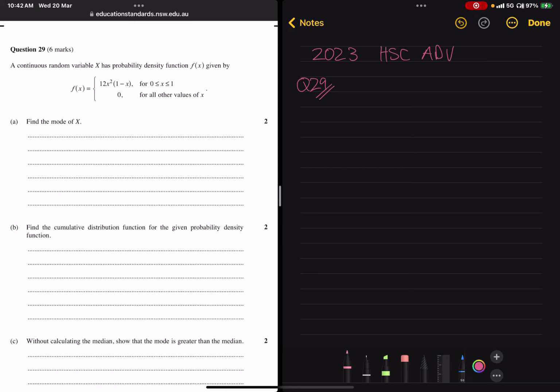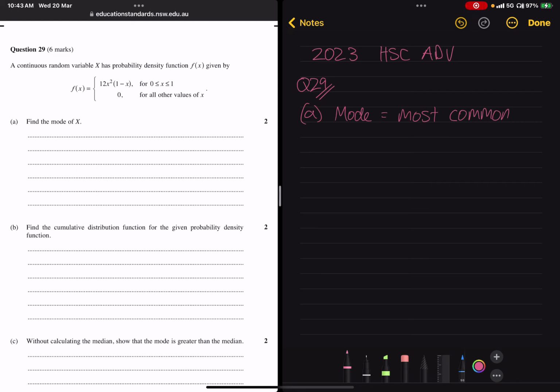So we've been told a continuous random variable x has a probability density function given by that piecewise defined pair of functions. Find the mode of x. Okay, so the mode is most common. In terms of the probability density function, the most common is the maximum. If you've got some probability density function that looks like this, this is the mode. This is the highest point in the function.